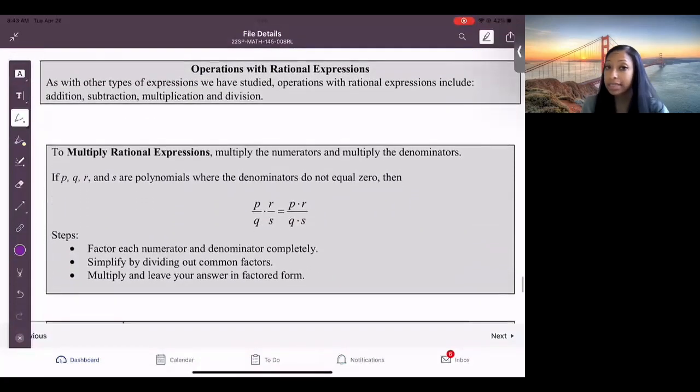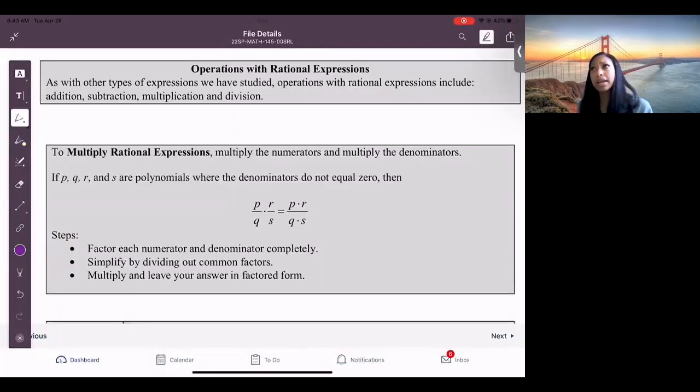Now that we know how to simplify rational expressions, we're going to move on to talking about doing our operations: multiplication, division, addition, and subtraction for rational expressions. Again, a rational expression is just a fraction. So you're going to multiply rational expressions the same way that you would multiply fractions. P over Q times R over S is equal to P times R, multiply the numerators together, over Q times S, multiply the denominators together.